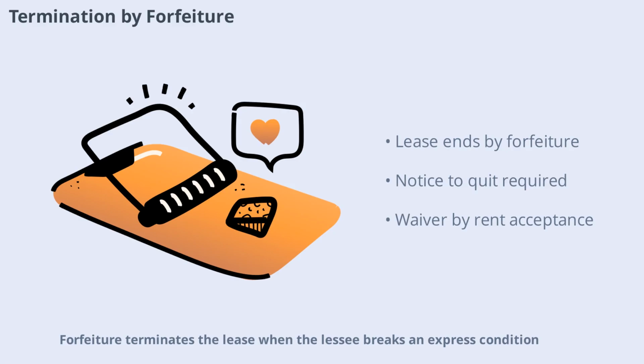Forfeiture terminates the lease when the lessee breaks an express condition, sets up title in a third person, or becomes insolvent. Notice by the lessor to quit is essential in these cases. Acceptance of rent by the lessor after notice amounts to waiver of forfeiture, maintaining fairness in the process.